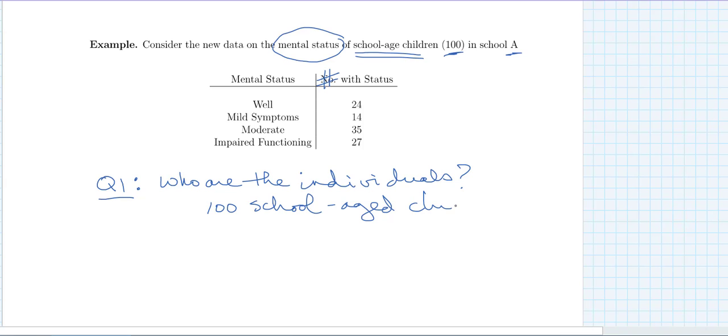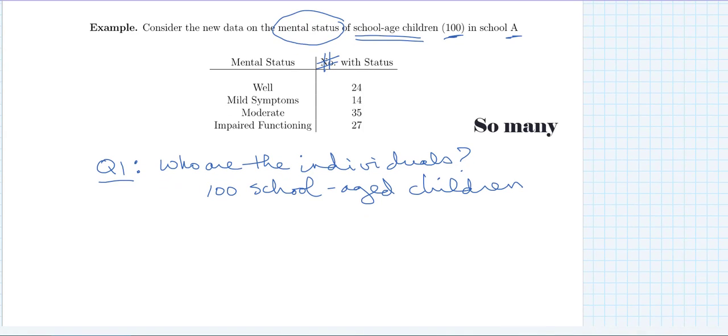children. And it sounded like I jumped through a lot of hoops in order to justify that these are the individuals. That's probably true. So in some problems it'll be more obvious than others, but you should try to justify it in your own way why school-age children are the individuals.